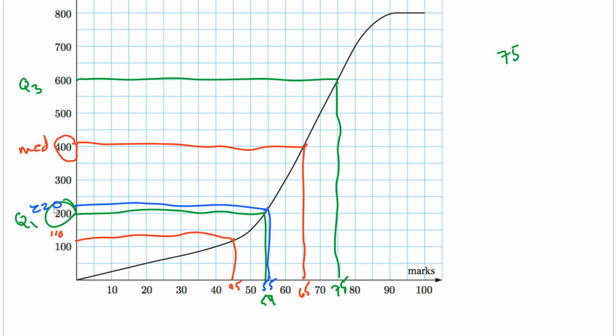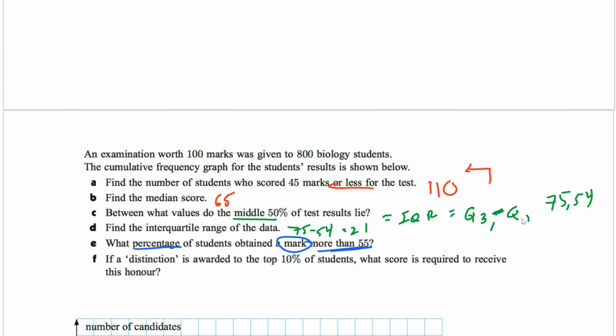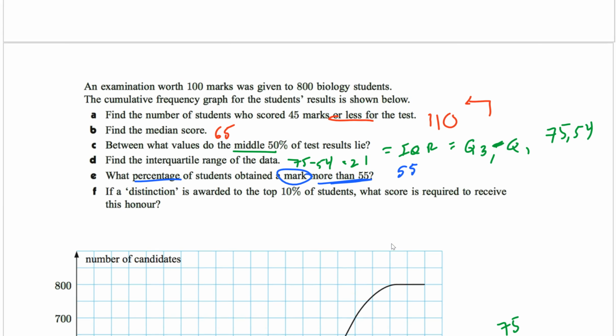Now again, it said more than, so we gotta go from the top. So 800 minus 220, so about 580. Again, that's actually not my answer. That's how many students scored more than 55. But the question said what percentage. So it's like saying what percentile. So you go 580 divided by 800, and whatever that turned out to be would be my percentile.